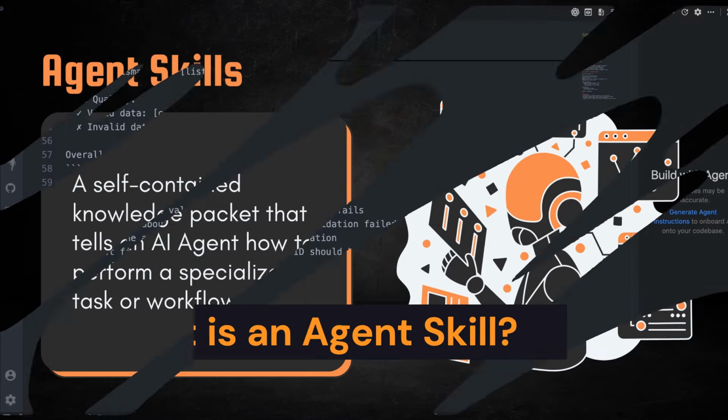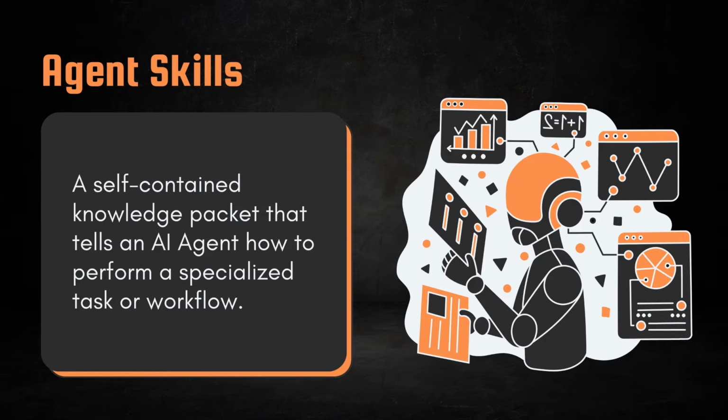So, what exactly is an agent skill? The simplest way to think about it is as a self-contained knowledge packet. It's a tightly focused set of instructions for a specific task, such as the exact commands for resizing images or the design rules for a company's branding.